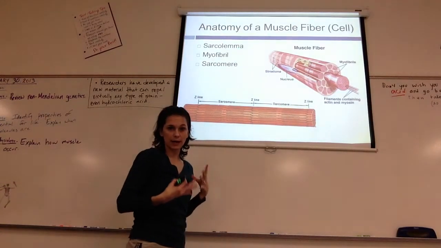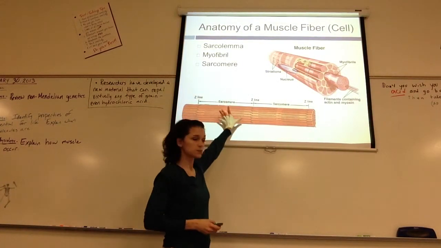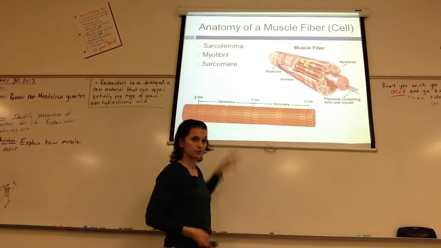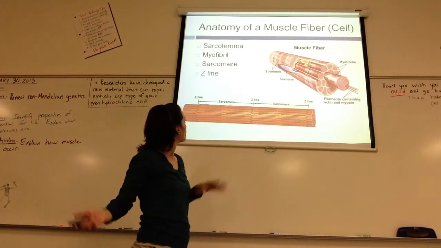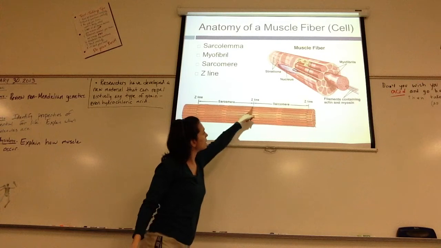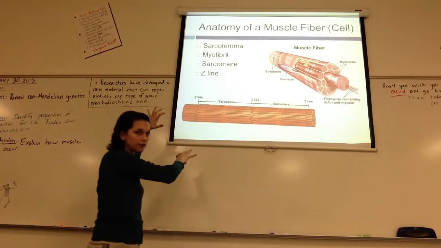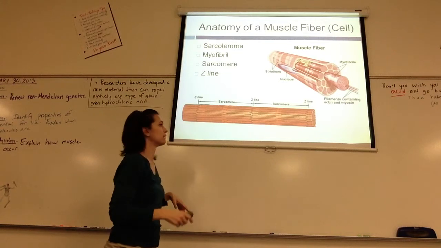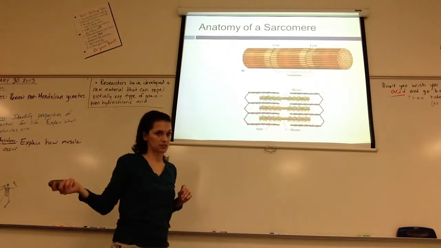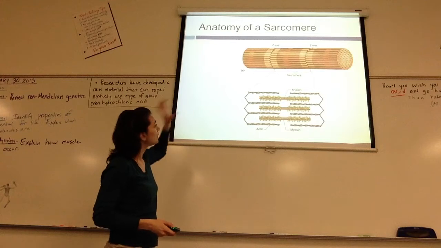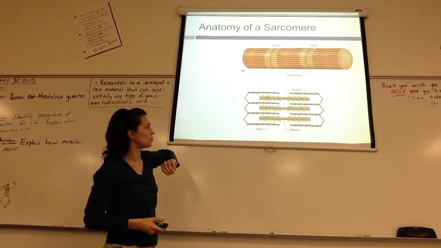As we talk about how muscle contraction works, we're going to be focusing on each individual sarcomere. Again, the Z line is where individual sarcomeres connect. The entire length of it is one myofibril. The myofibril is surrounded by the membrane on the outside, which is the sarcolemma. Now, let's start looking at each individual sarcomere.